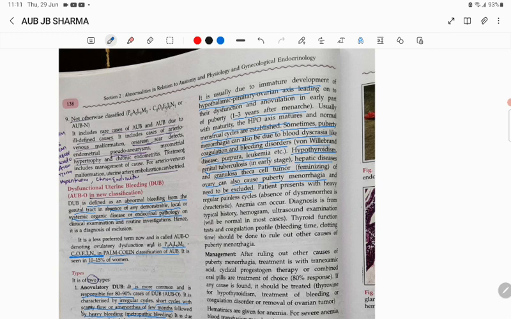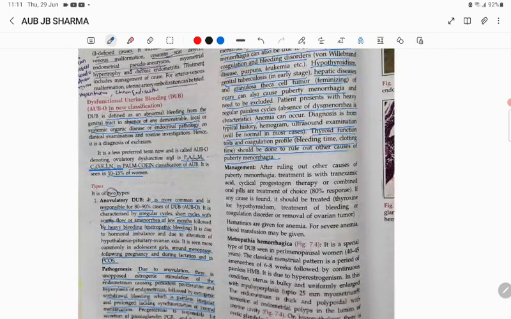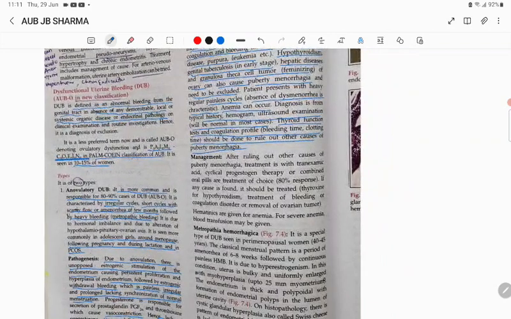Patients present with heavy menstrual bleeding, heavy regular painless cycles. Absence of dysmenorrhea is a characteristic feature of pubertal menorrhagia. Anemia can occur. Diagnosis is typically from the history; hemogram and ultrasound examination will be normal in most cases. Thyroid function tests and coagulation profile, bleeding time and clotting time should be done to rule out other causes of pubertal menorrhagia. Then management: how will we manage anovulatory AUB?